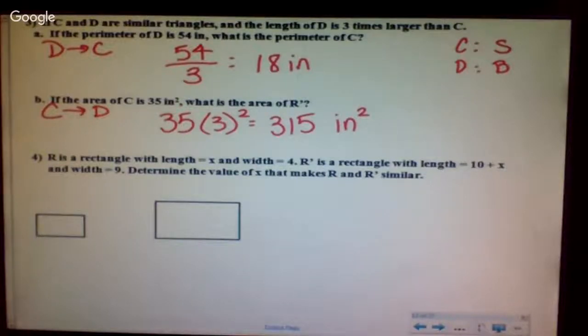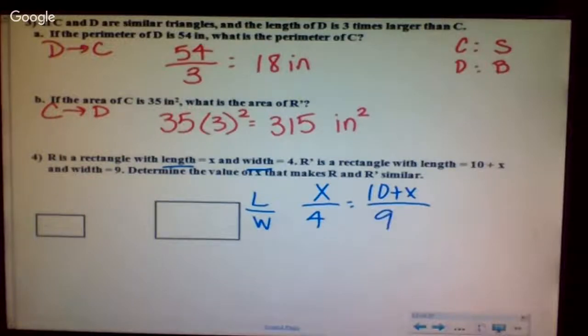So we're talking length and width. That's what we're going to use for our ratio: length over width. For the first rectangle, if I want to make a fraction that's length over width, it's going to look like what? X over 4. So if this one is length on top, width on bottom, the second one also has to be length on top, width on bottom. So what goes on top for the second fraction? 10 plus X. 10 plus X over 9.